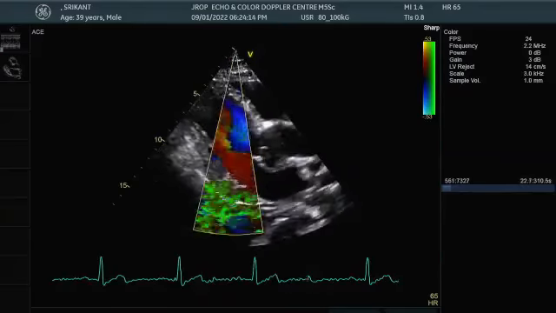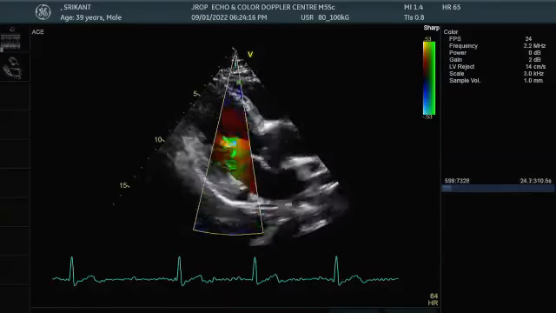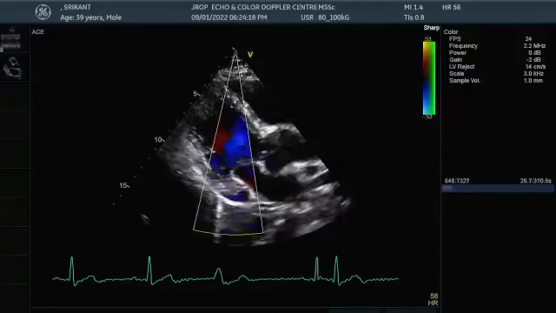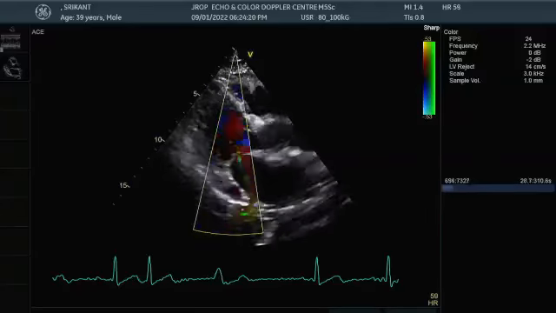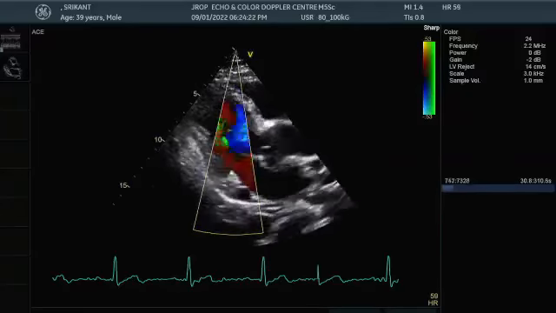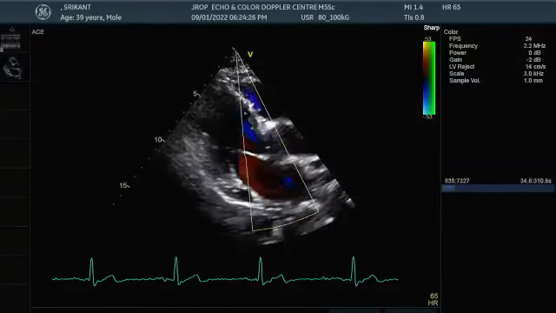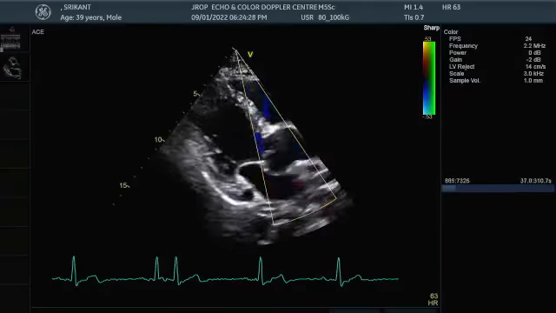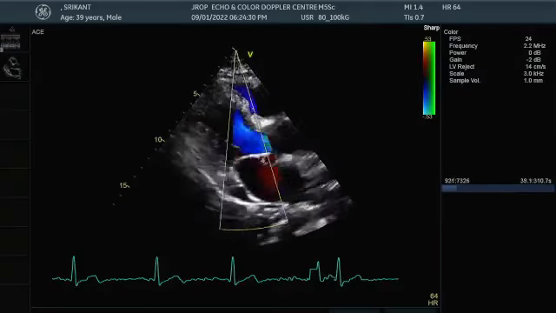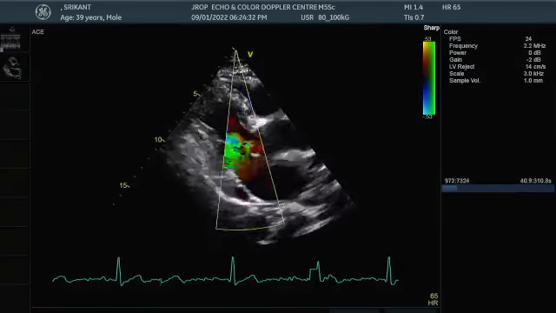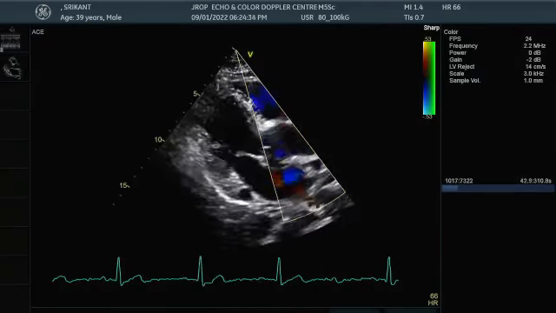So how to optimize my color? I'm going to increase and then reduce it one by one. Now all that garbage or spicules of color have disappeared. So this is how we utilize this particular phenomenon of color Doppler. We use it at the mitral valve. We use it at the aortic valve.